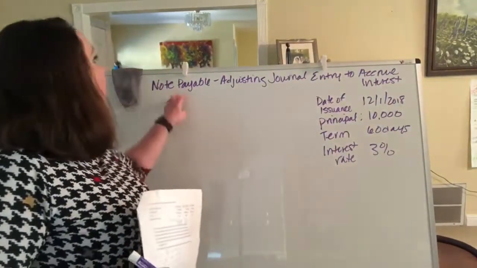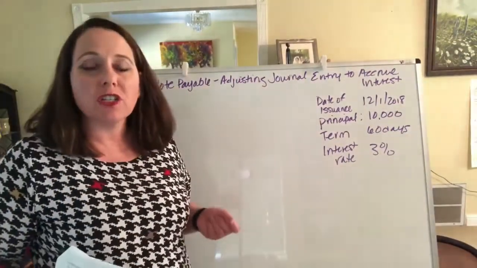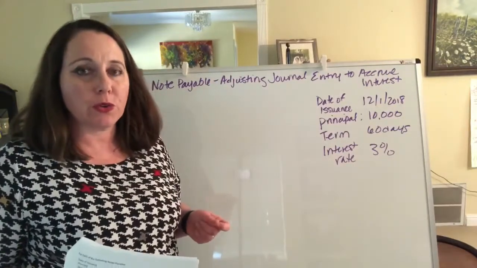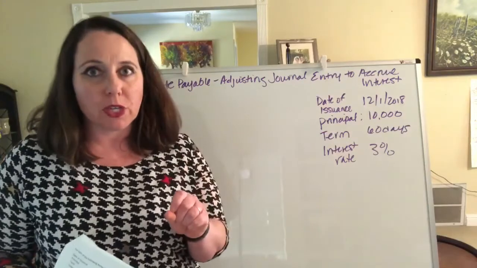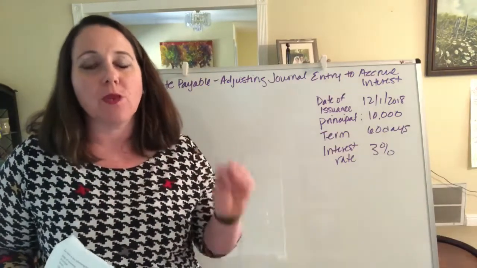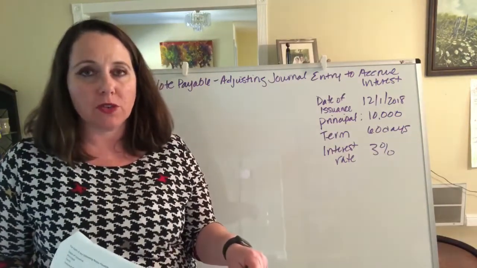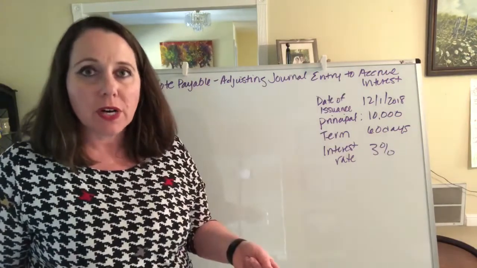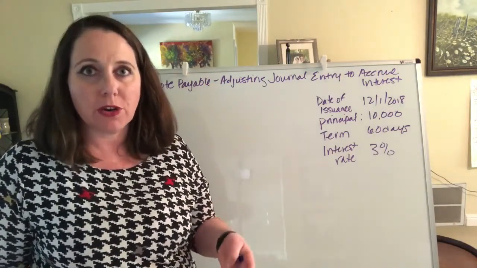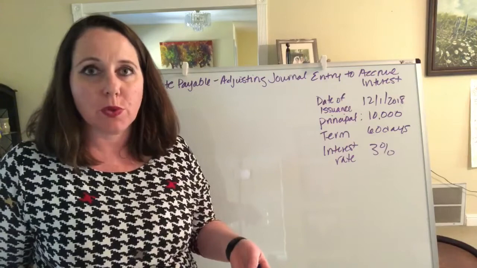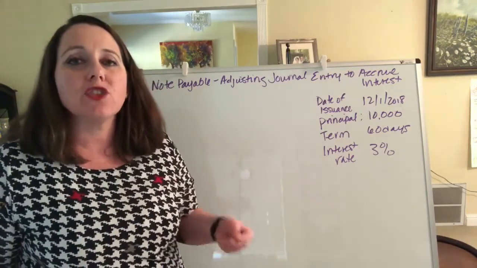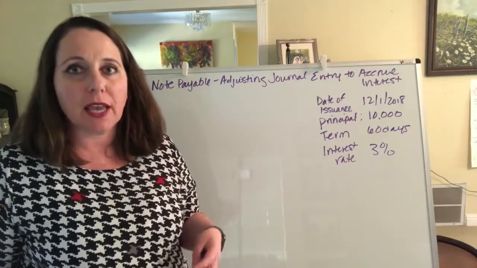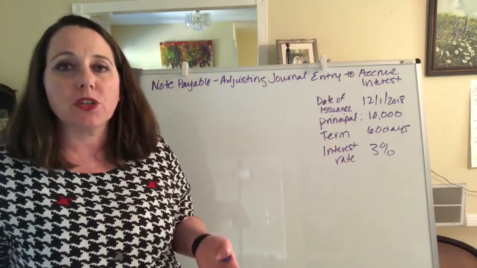Welcome back. Now we're going to talk about the adjusting journal entries we have to book at year end to accrue interest. So remember I said that we only pay interest on short-term notes payable at the end. When we pay it off, we pay the whole amount of interest. However, if the term of the note crosses our year end, and in this case, December 31st is going to be our year end, then we need to do an adjusting journal entry, an AJE, at the end of the year to accrue the interest.